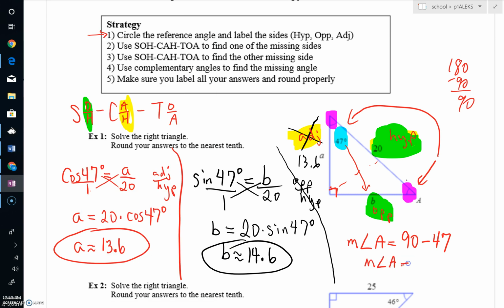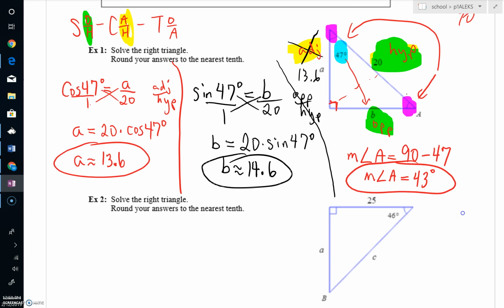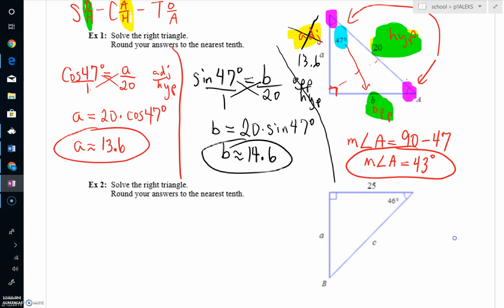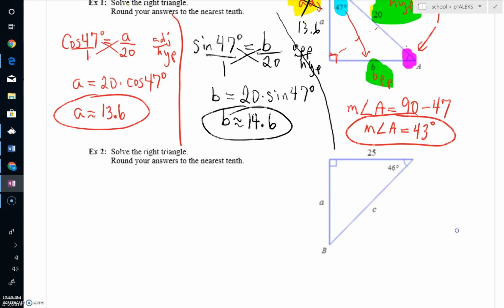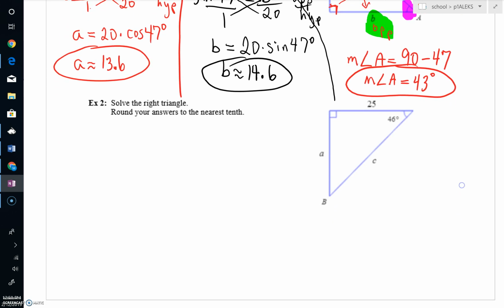And we're done. We have solved for 3 parts of the triangle. The angle might be one of the easiest parts to find. In fact, a lot of times kids might want to do that first. But let's go ahead and do example 2 very quickly, following the same guidelines.